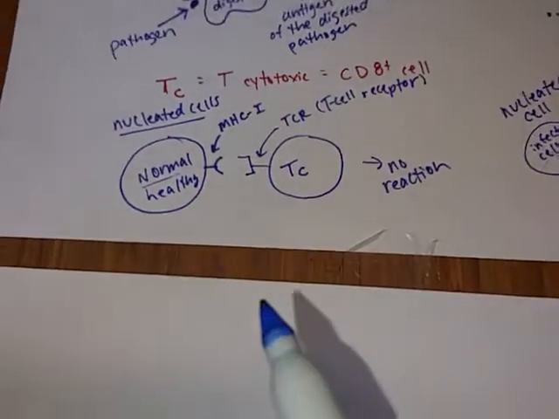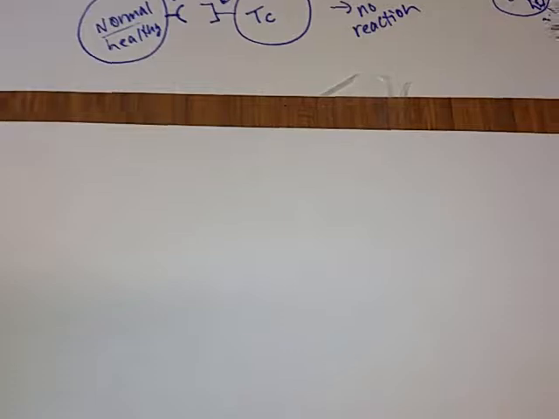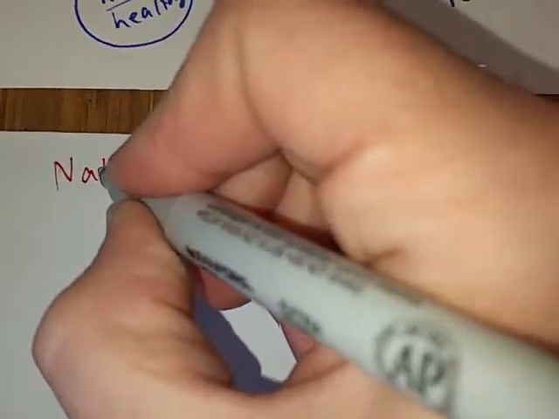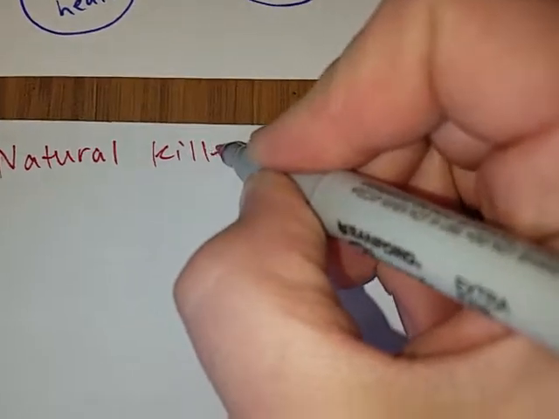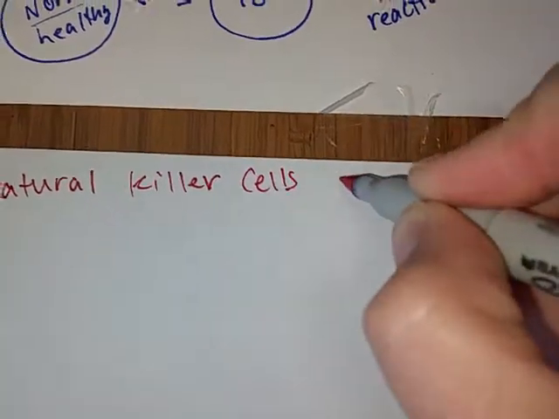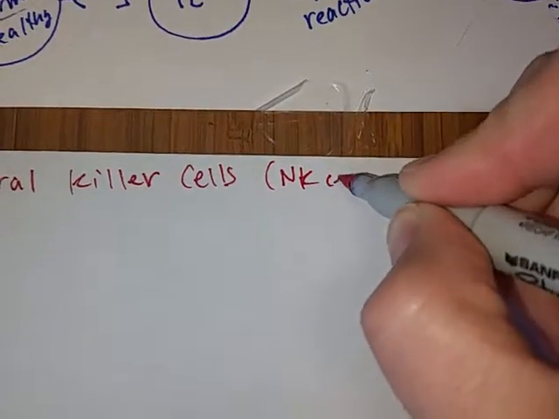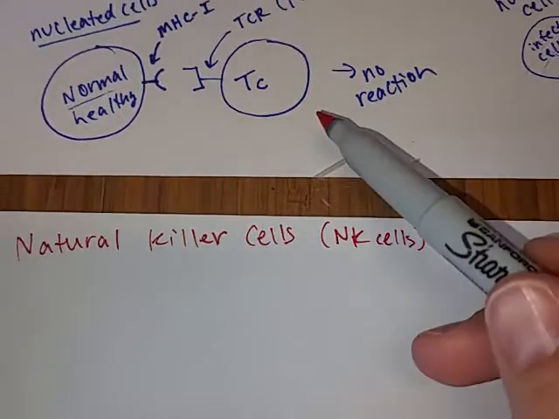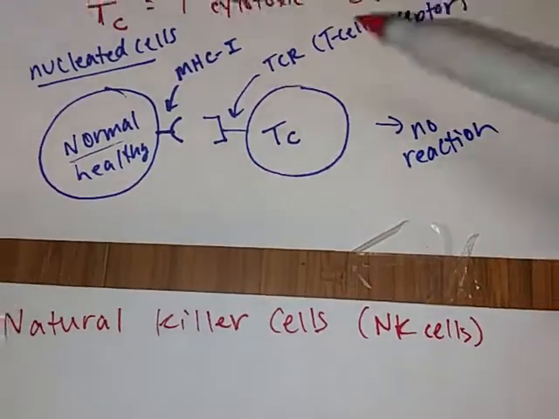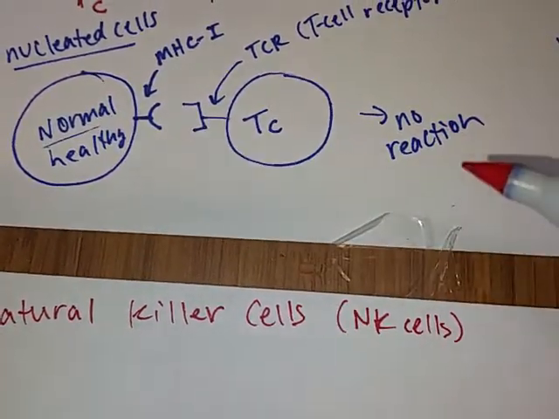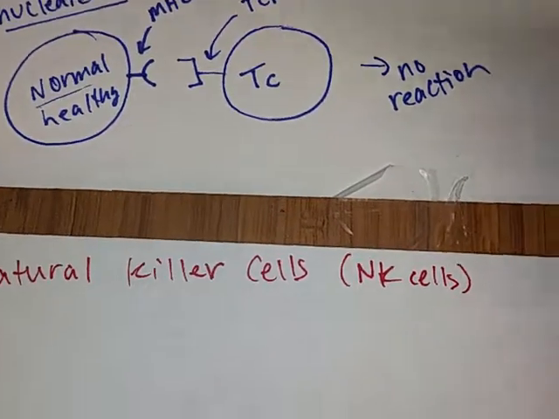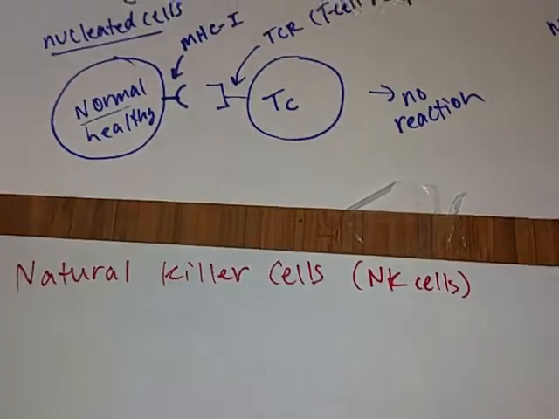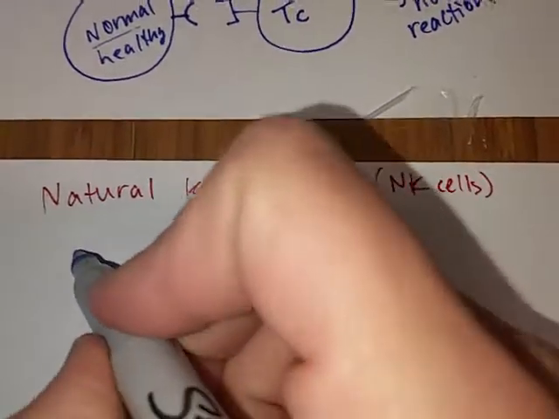Okay, so we just talked about T cytotoxic cells, so let's talk about what's called a natural killer cell. Natural killer cells are also referred to as NK cells. Natural killer cells act the same way as T cytotoxic cells, except instead of looking for MHC1 on normal cells and seeing what antigens are presented there, these are going to look for cells that don't have MHC1.